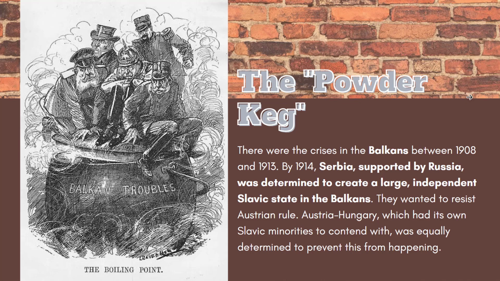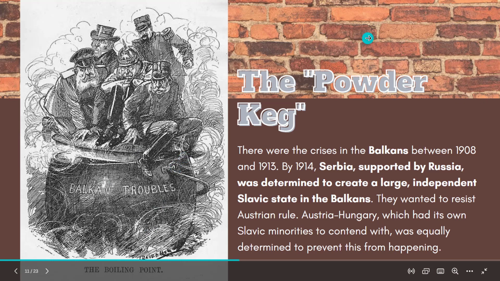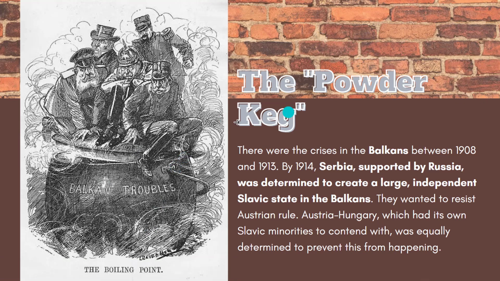The powder keg is known as the Balkans, and hopefully you have, or you're going to have, a map so that you know where the Balkans were located during the 1900s, or the 1913, 1914 era, before World War I. In the Balkans, there was a lot of trouble brewing, as you see in this political cartoon, right? They're almost reaching a boiling point, with so much tension in that area because a lot of those nations wanted to be independent.